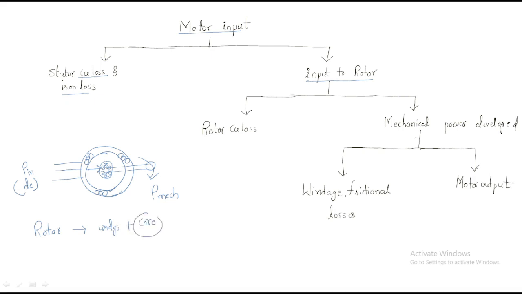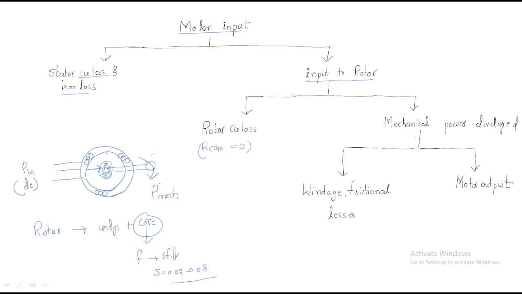Core losses depend on the frequency, but the frequency induced in the rotor core is slip times the supply frequency. It is very low. Why? The slip value is 0.02 to 0.08, very small. That's why the rotor core loss is taken as 0. The rotor consists only of the rotor copper loss. After that, the mechanical power is developed here.